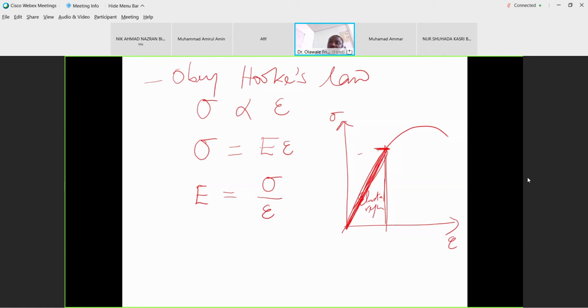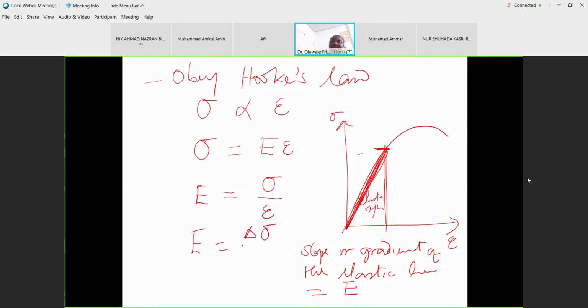So the slope or gradient of the elastic line is equal to E. So your E is equal to delta stress all over delta strain, which is basically the slope of this line. So if you know the slope of this line, then you can get your E.